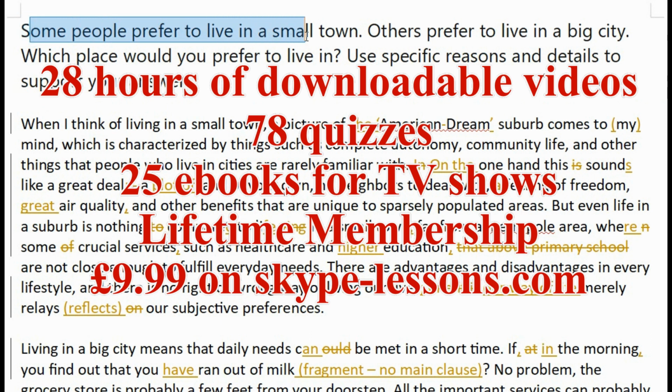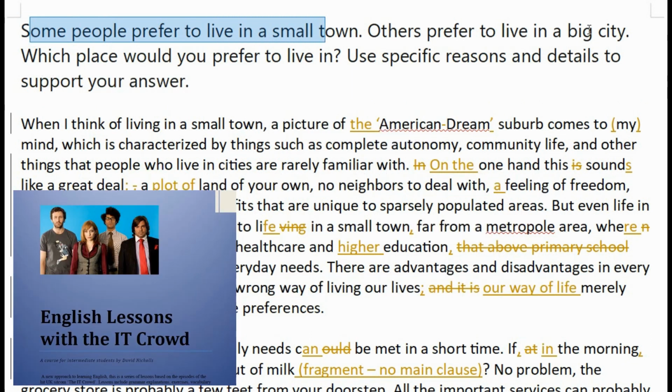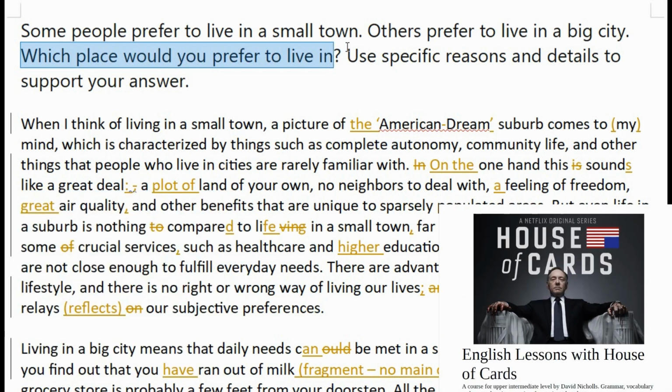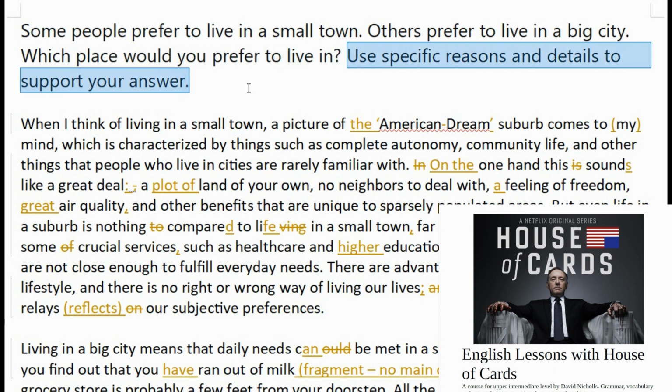Some people prefer to live in a small town. Others prefer to live in a big city. Which place would you prefer to live in? So it's a classic town versus city essay. It's like that story that you read when you're a kid, Town Mouse and Country Mouse. I don't know if you've ever read that story for kids. But this is a really typical essay question. So it's worth working out what kind of answer you would use in an essay like this. It's a very common topic.